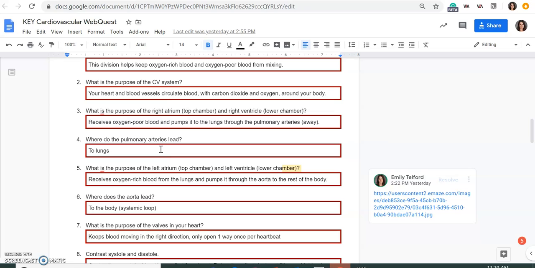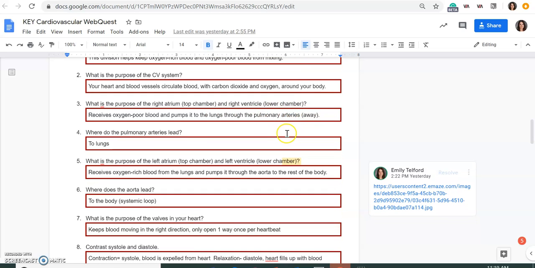The purpose of the right atrium, which is the top chamber, and the right ventricle, which is the lower chamber. These two chambers receive oxygen-poor blood and then pump it to the lungs through the pulmonary arteries. So the right atrium receives the blood, the right ventricle pumps it through the pulmonary arteries away from the heart. And a little trick between arteries and veins. So arteries starts with the letter A. So arteries go away from the heart, veins go to the heart.